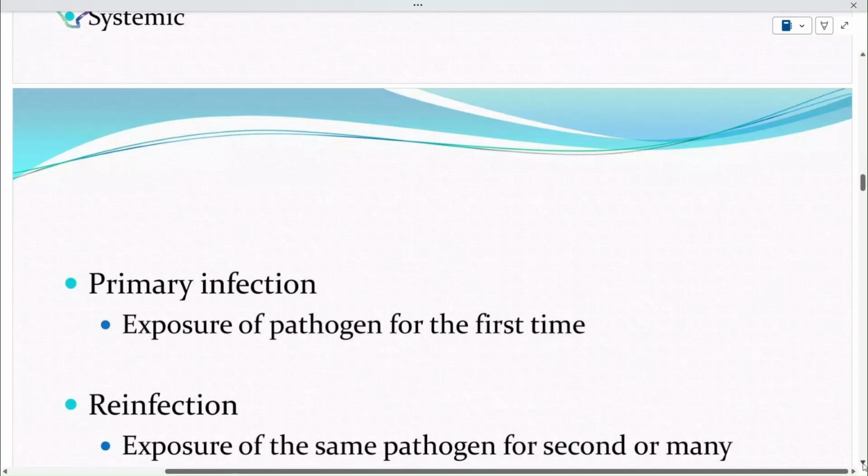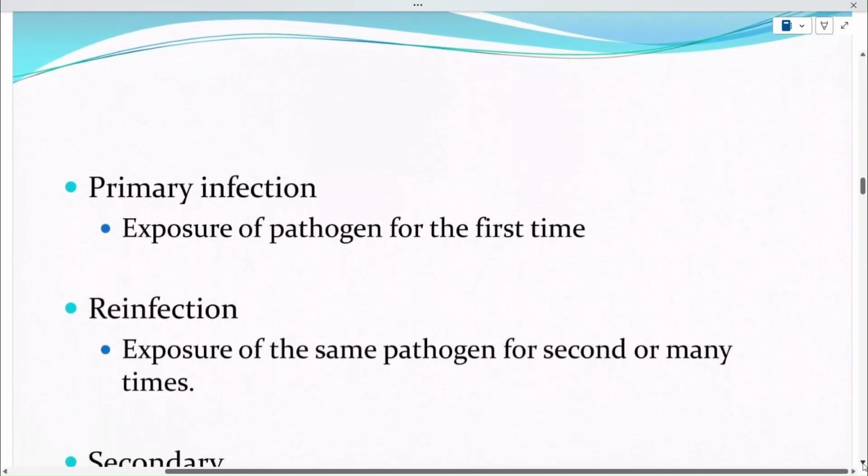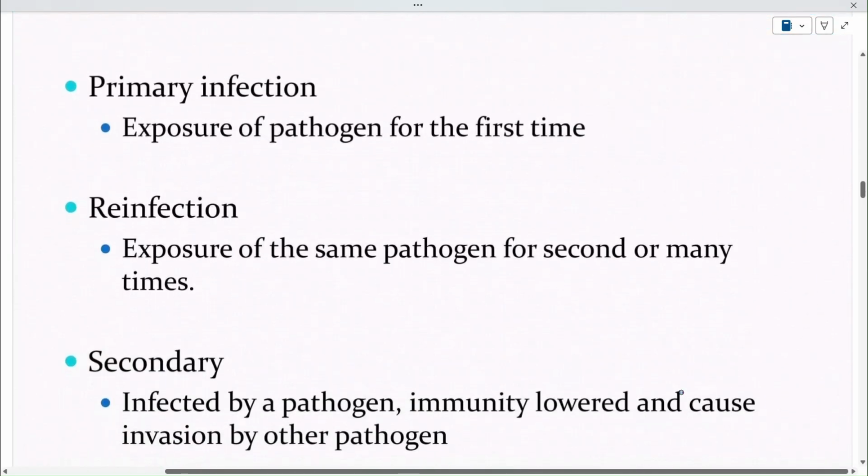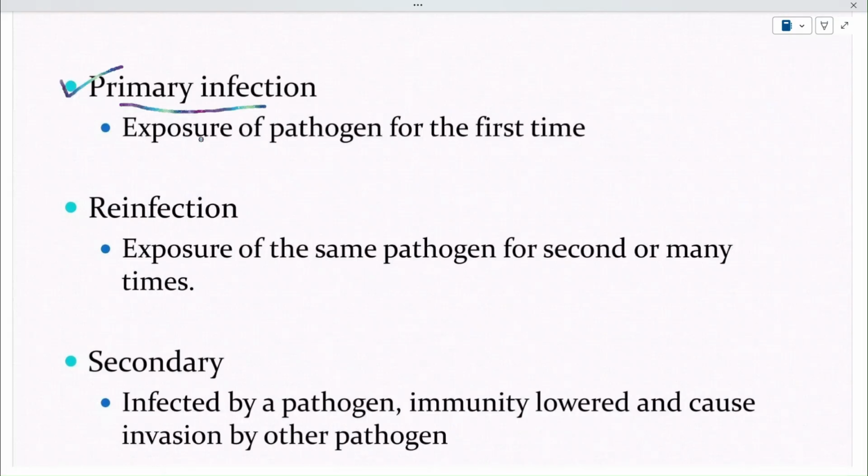So firstly, you can see here primary infection. Primary infection is nothing but exposure to a pathogen for the first time. Next we can see reinfection. Exposure to the same pathogen for a second or many times. So if we undergo the same disease multiple times due to the particular pathogen, it is known as reinfection.